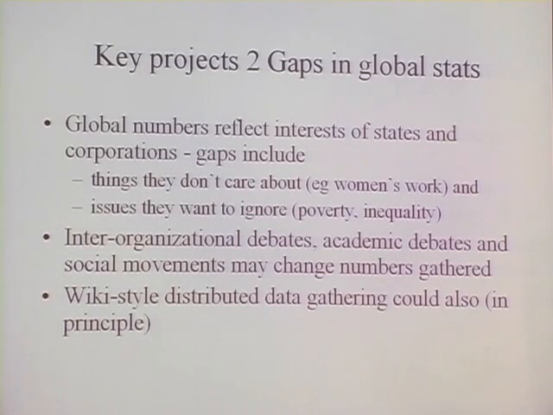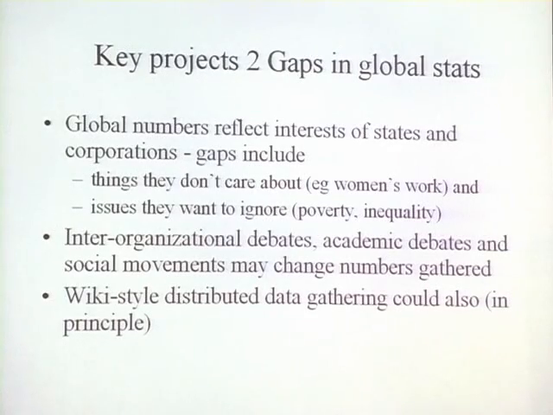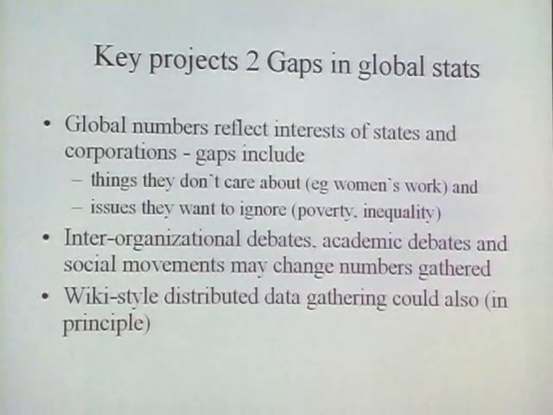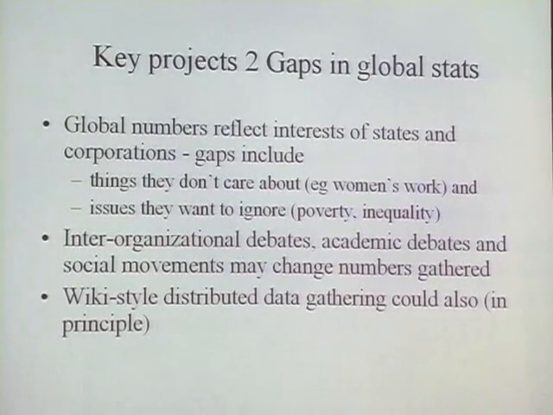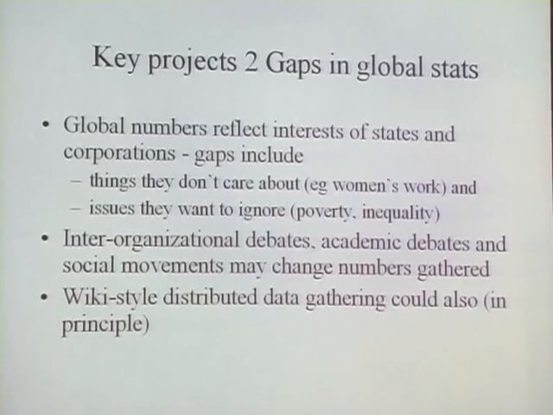In the early 1900s, particularly in the 1990s, it gains much greater strength as all sorts of institutions, from the World Bank to the UNDP and many of the other UN agencies and the World Health Organization, begin to collect data from governments and distribute it. But by and large, as I've said on this slide, there are gaps. These include things that corporations and governments don't care about, and issues they want to ignore. Poverty and inequality come into this last category, so that there is very little systematic collection of data on poverty and inequality.